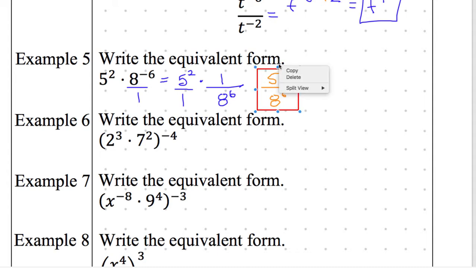If I hold control, does it... Oh, if I drag and then hold control? No, I have to hold option. That's what it is. All right.